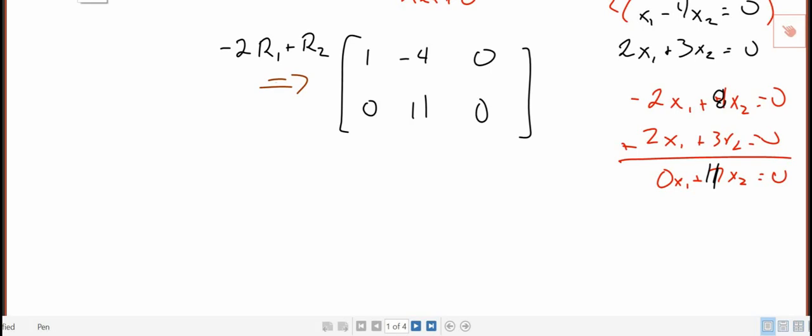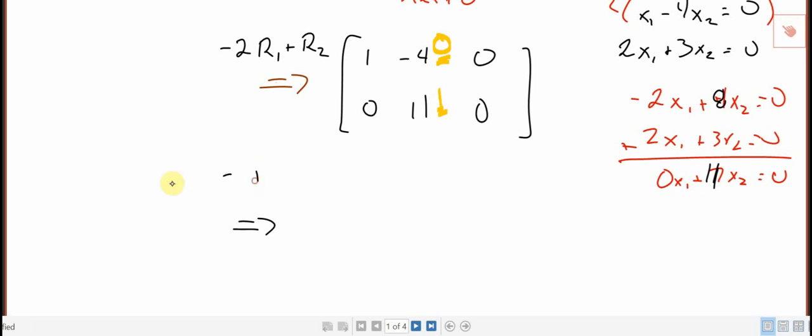Now, what I would like to have, and this is where we can start playing around a little bit, is a 0 here, and eventually I want a 1 here. That's my goal. Now, I don't like working with fractions a whole lot when I'm doing these, so I'm going to be a little bit lazy. I'm going to take row 2 and multiply it by negative 4, and add that to row 1.